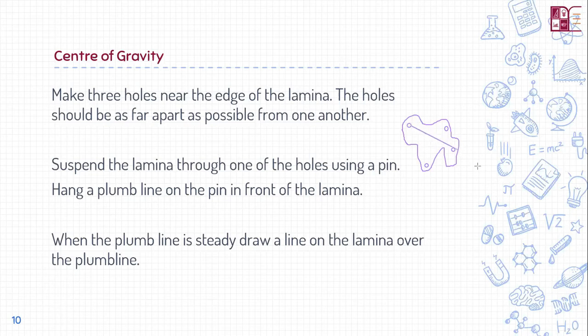these things, those lines that you've drawn would somewhat look like this, and where these lines match, the intersection point is basically your center of gravity of that irregular shape.